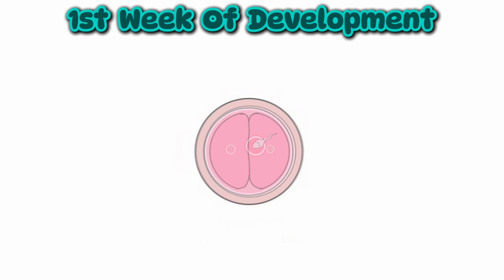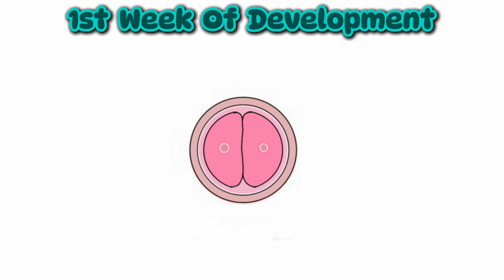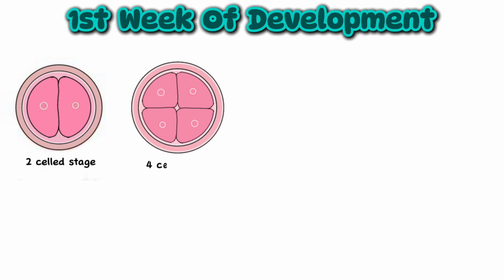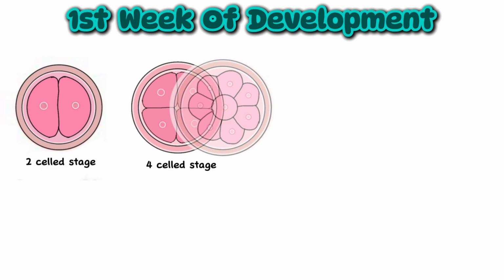After the formation of the zygote, cell division begins and cleavage starts. At first, the zygote divides to form the 2 cell stage. Then the 2 cell stage forms the 4 cell stage. Then the 8 cell stage.